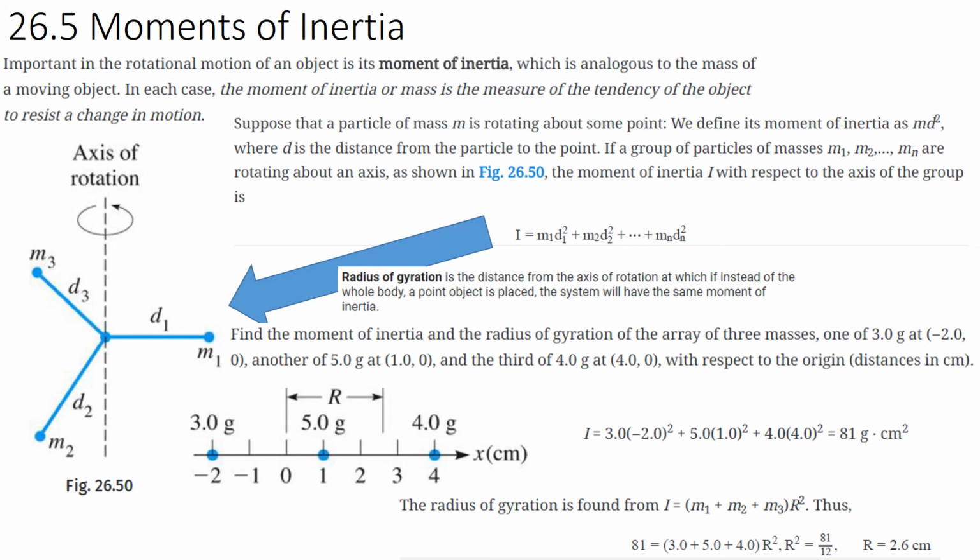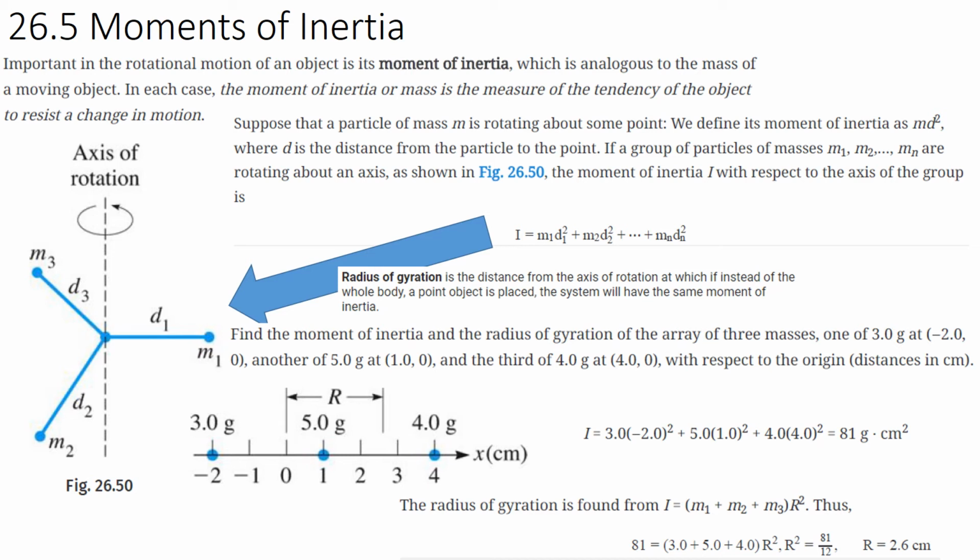Well, we already know the moment of inertia is 81 grams per centimeter squared. We know the individual masses, m1, m2, and m3. And all I need to solve for is r squared, and that ends up being 81 over 12. Take the square root of that, I get 2.6 centimeters. So if I put a single 81 gram weight 2.6 centimeters away, it would still have the same 81 grams per centimeter squared moment of inertia. So that's just what the meaning of moment of inertia is.